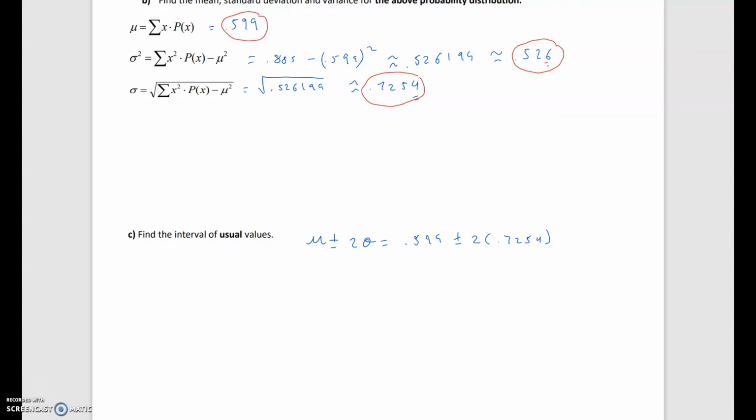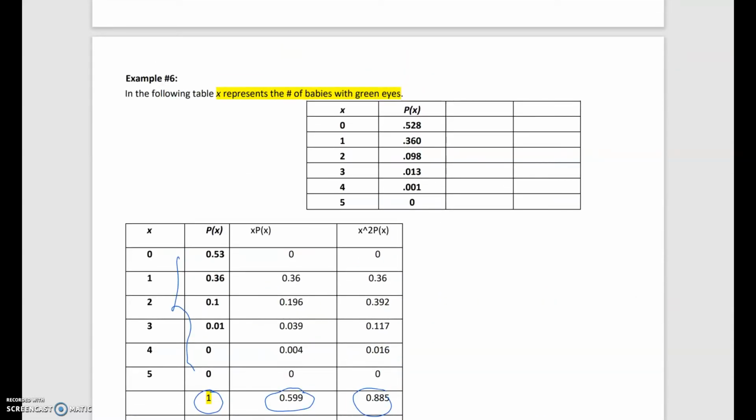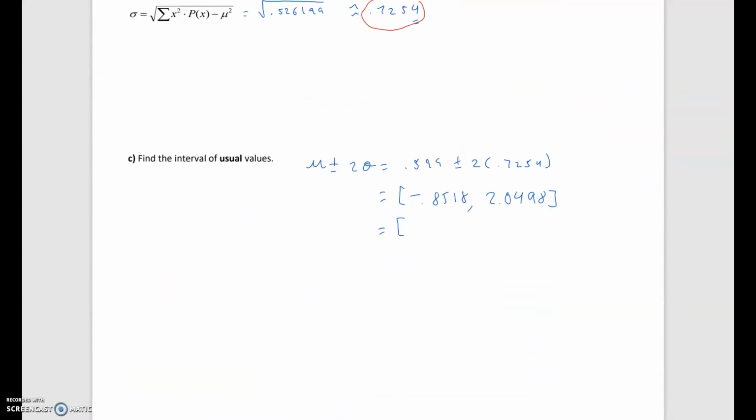Okay, so let me tell you what I'm getting on the lower bound. I'm getting negative 0.85118. The upper bound, I'm getting just above 2.0498. And in this case, well, the actual data represents babies with green eyes, so you cannot have negatives, and we're talking about integer values. So the minimum that we can have is 0 to technically 2.